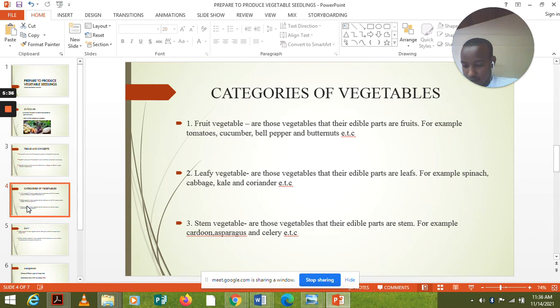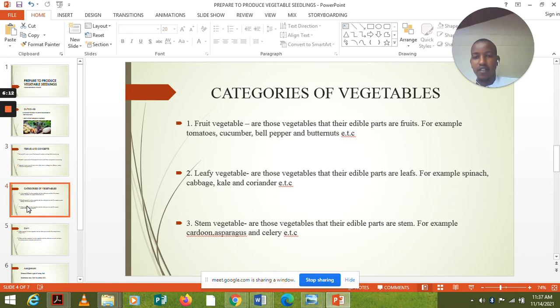So for the fruit vegetables, those are vegetables whose edible parts are the fruits, e.g. tomatoes, cucumber, bell pepper, etc. The leafy vegetables are those whose edible parts are the leaves, e.g. cabbage, spinach, dania, that is the coriander.